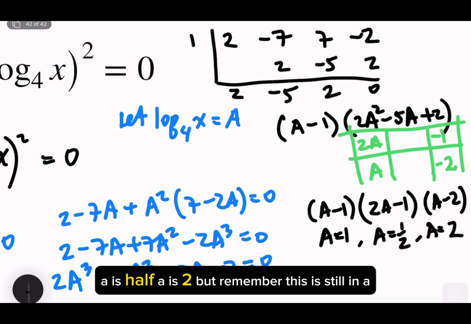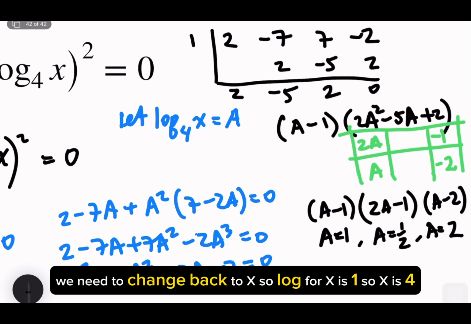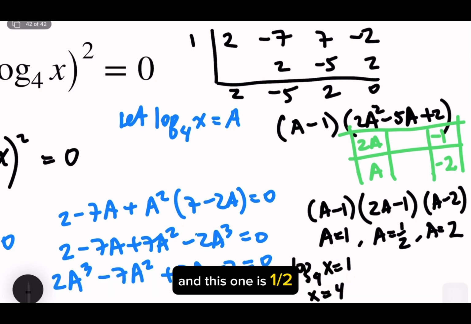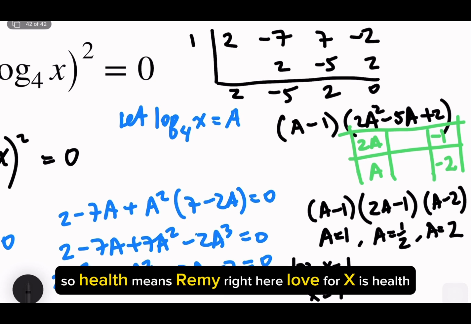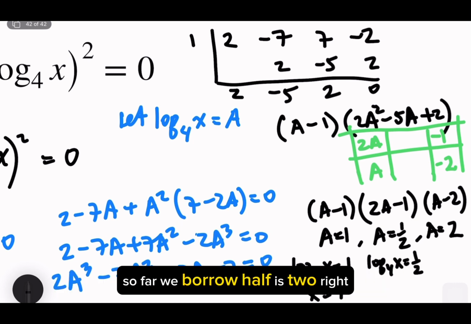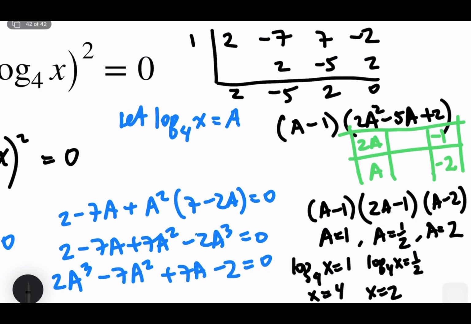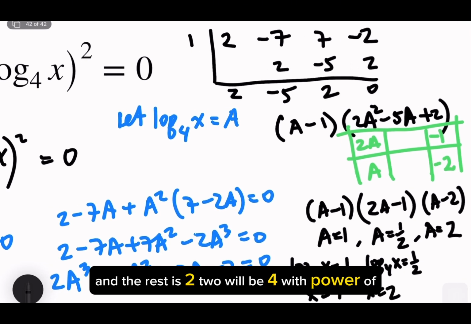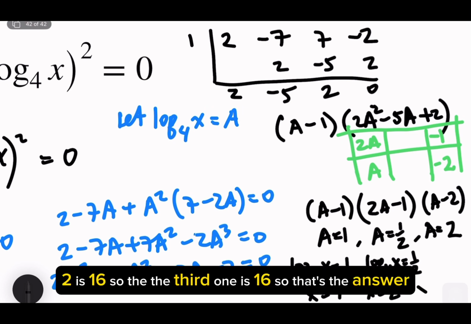But remember, this is still in a. We need to change back to x. So log base 4 of x is 1, so x is 4. And this one is half. So half means log base 4 of x is half. So 4 to the power of half is 2, right? And the rest is 2. 4 to the power of 2 is 16. So the third one is 16. So that's the answer.